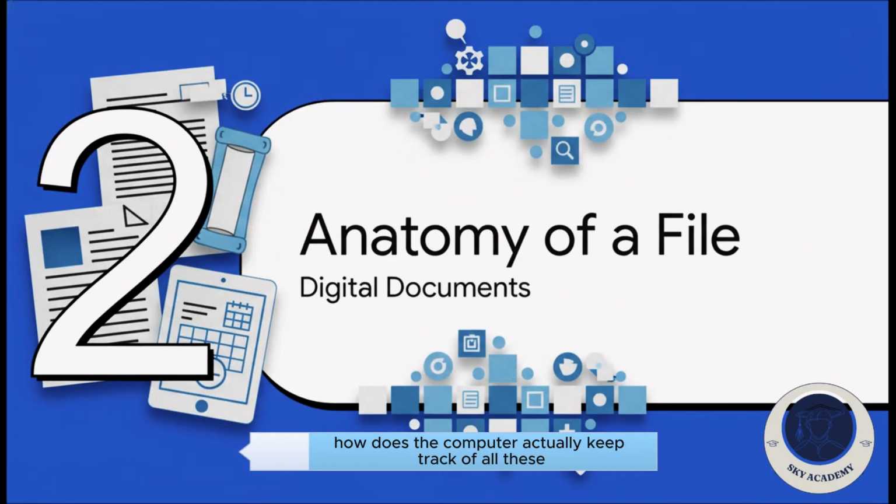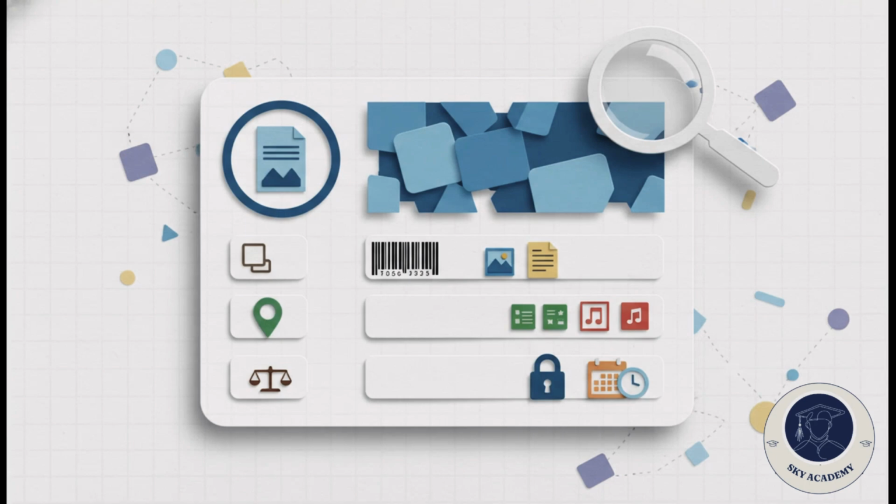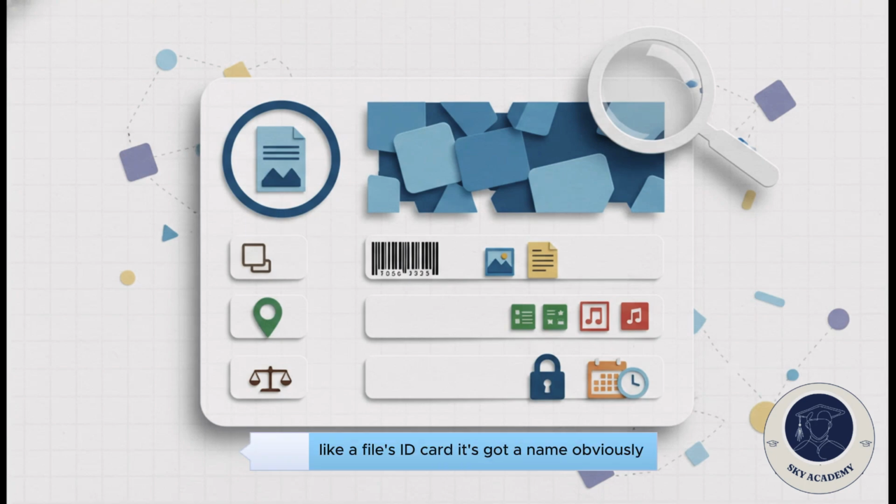So how does the computer actually keep track of all these millions of files? Well, think about a physical document. It has a title, maybe a date stamped on it. Digital files are exactly the same. They have these things we call attributes. The best way to think about these attributes is like a file's ID card. It's got a name, obviously. It has a unique identifier, so the computer never gets it mixed up with another file. It's got a type, a location, or an address. It knows its own size. It has protection settings to say who can use it, and even a timestamp for when it was created or last changed. All this background info is what helps the system manage it all.